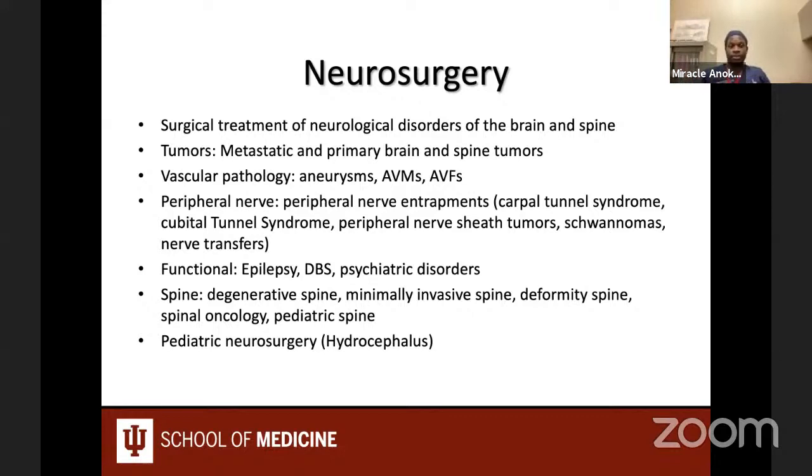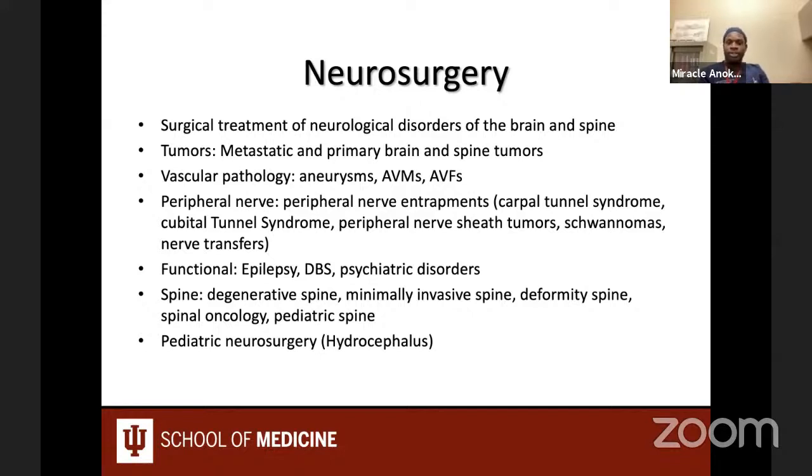We treat tumors of the peripheral nervous system. So these include peripheral nerve sheath tumors, schwannomas, and we also do nerve transfers for patients who have brachial plexus disorders, especially even in pediatric patients. Some might be born with the inability to really use their arms, and we can use nerve transfers to help augment those nerves that are non-functional and help bring about function in the arm of these children.